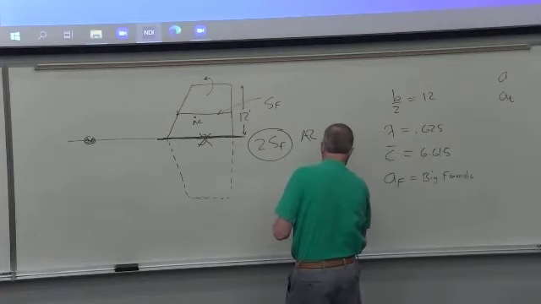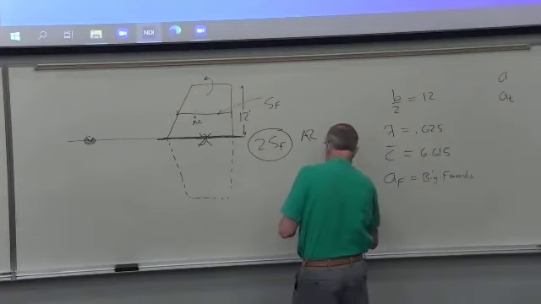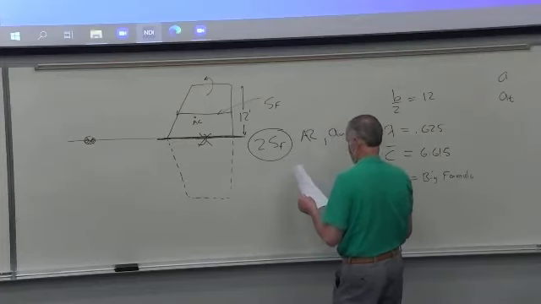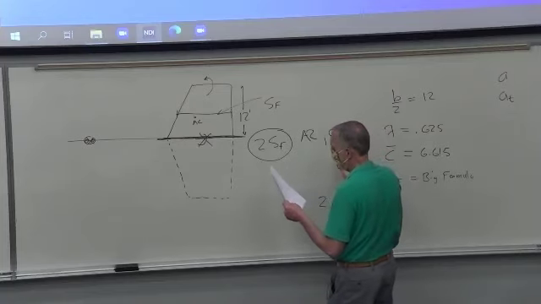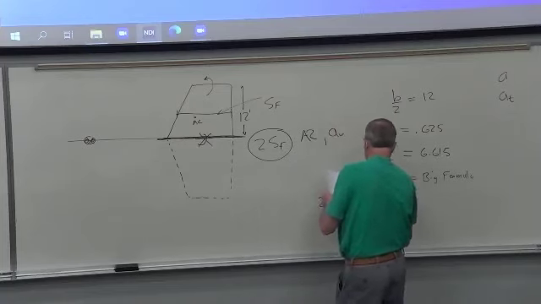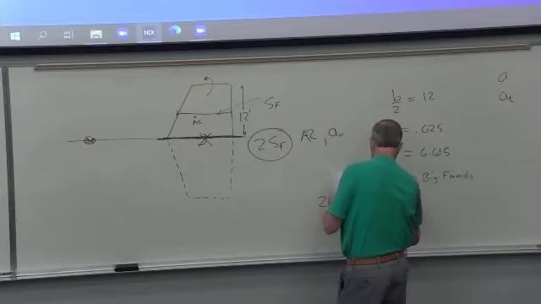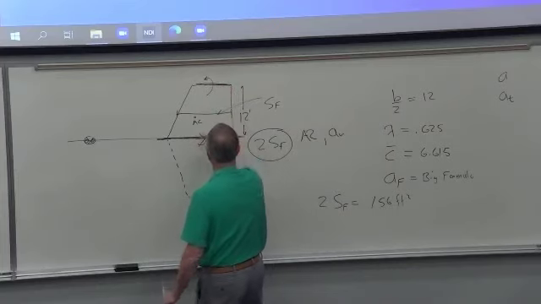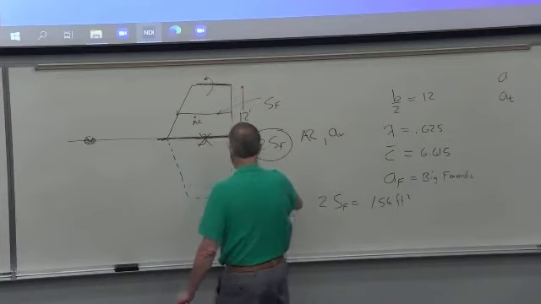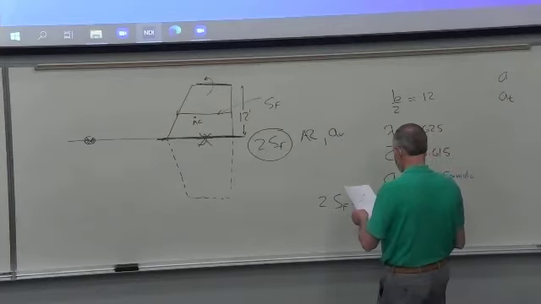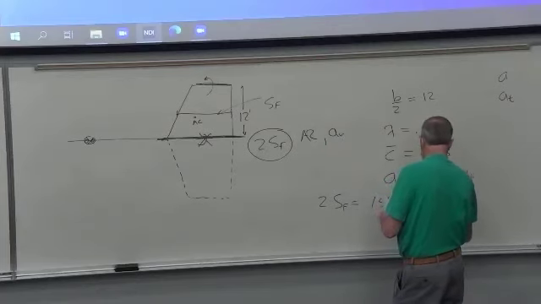So we calculate that with the formula of the average of the tip and the root chord times B. So you should get 156. All right, so it's the average of this thing and this thing times the whole distance there, because that's what we're going to use to calculate our aspect ratio.